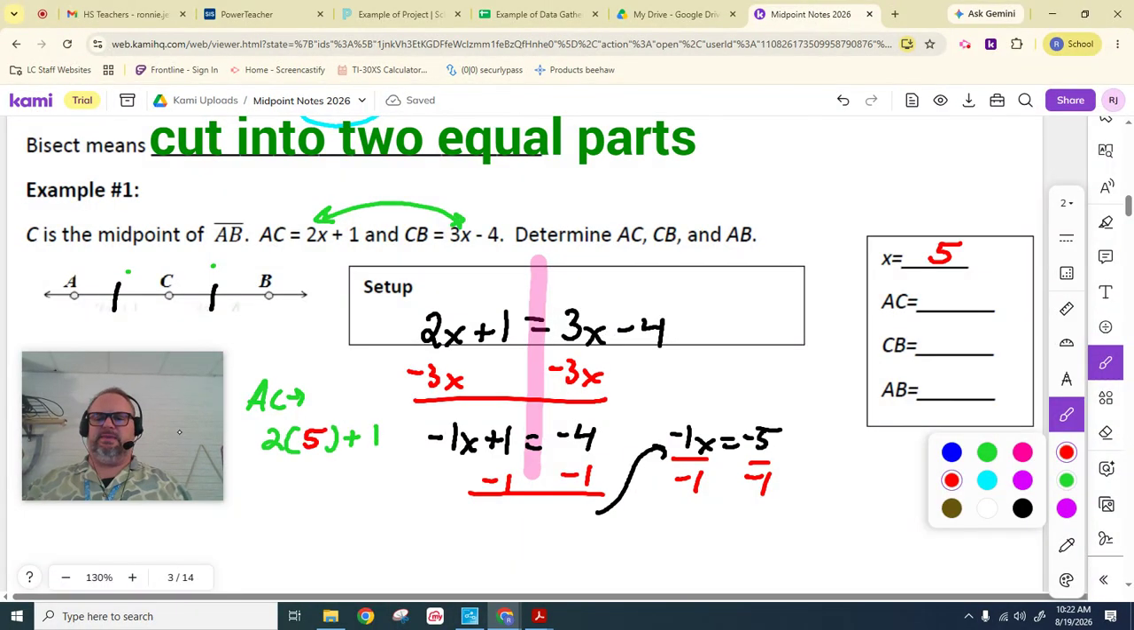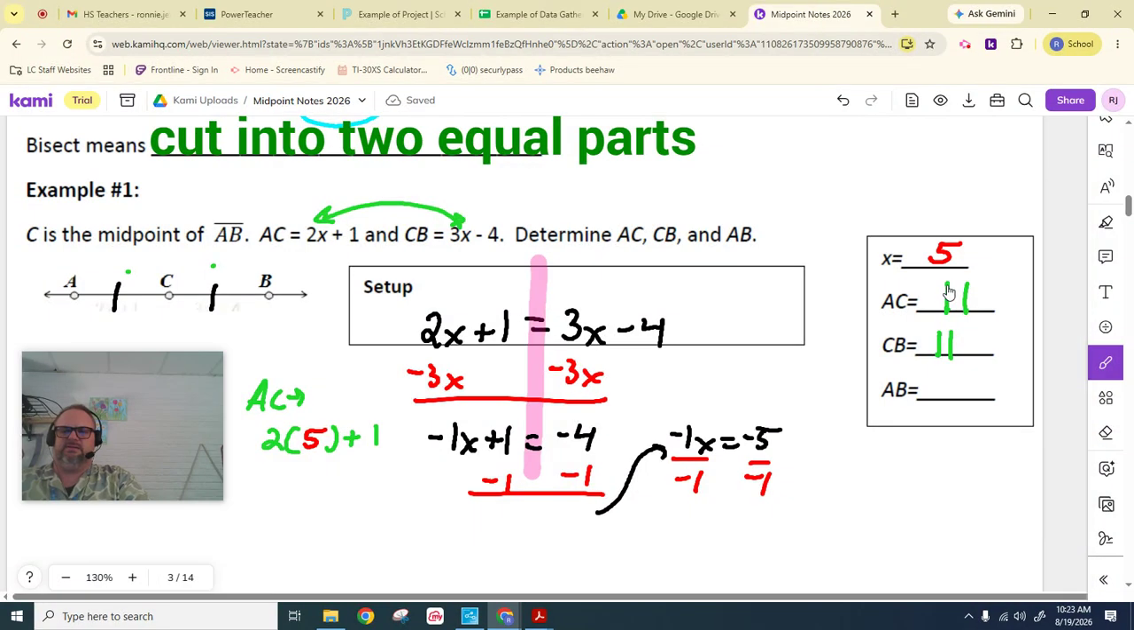All right. So 2 times 5 is 10 plus 1 is 11. All right, so if AC is 11, CB is also 11. All right, now, if this is 11 and this is 11, what is this whole thing? 22. All right.